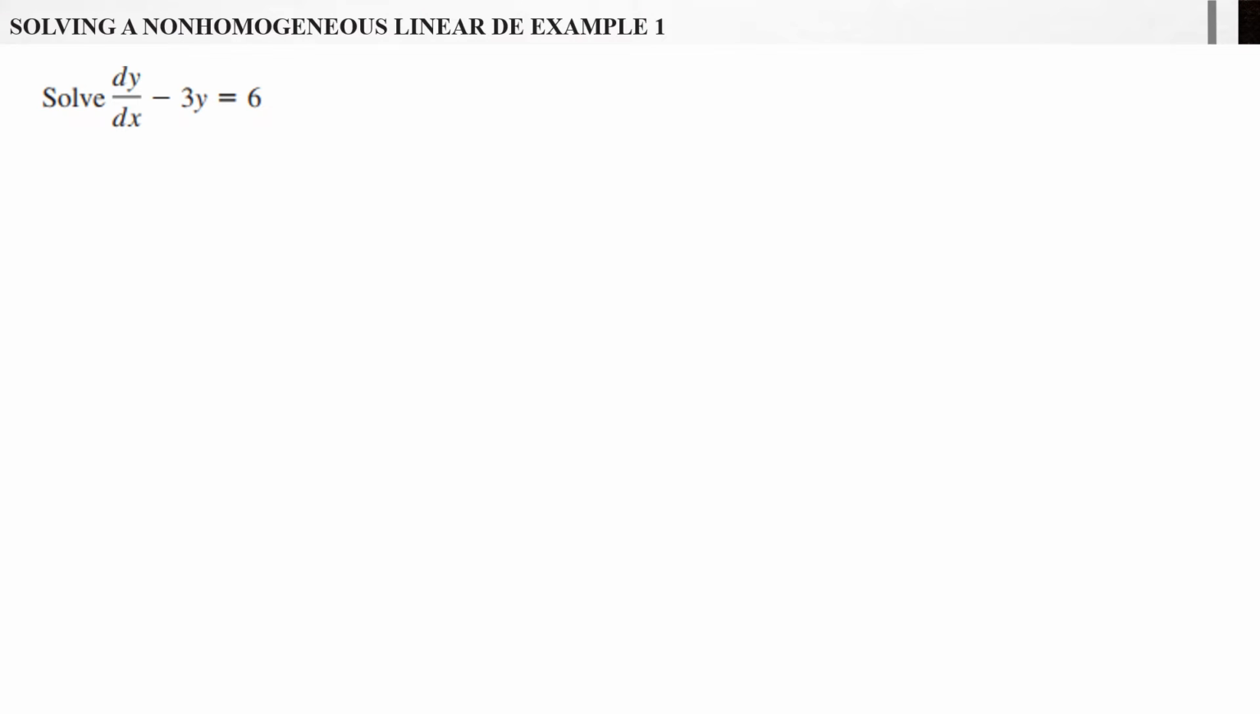So now, solving a non-homogeneous linear differential equation. In example 1, solve dy/dx minus 3y is equal to 6. As you can see, it is in its standard form already, so no need to do step 1 of the solution. So what is your p? Your p(x) is just equal to negative 3.